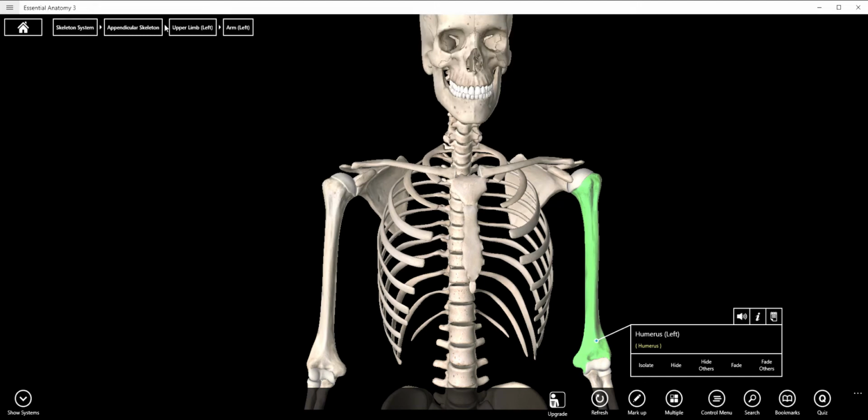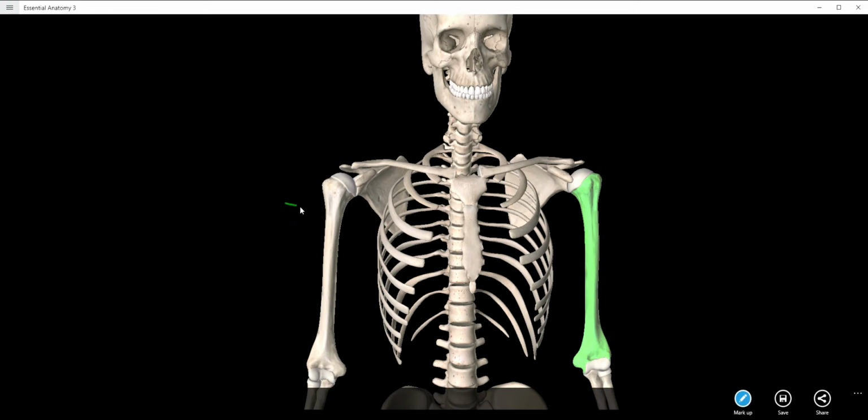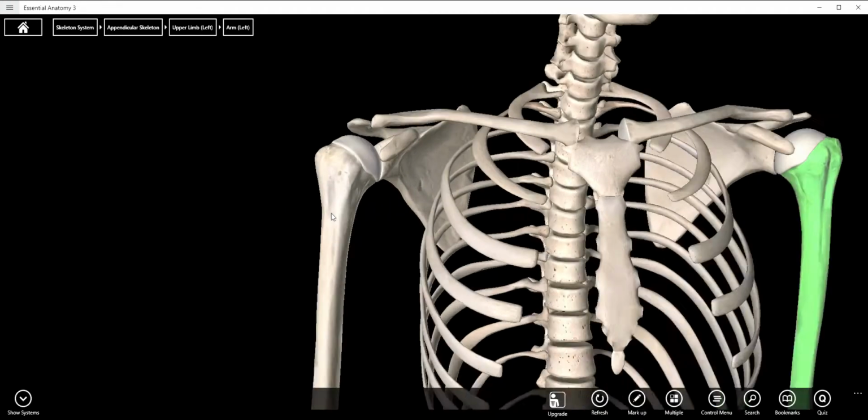Hey everyone, we're going to go ahead and take a look at the humerus. So the humerus is broken up into three regions, and that's how we're going to cover the structures to break it up a little bit. So this first region up here is the proximal end, and that's where we'll start. Then we have the shaft, and then we have the distal end. So let's go ahead and start with the proximal end.